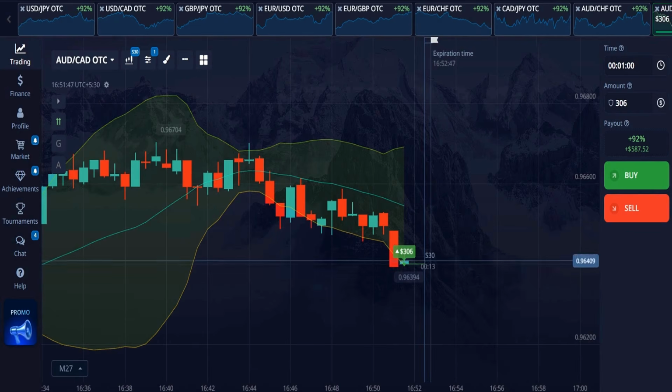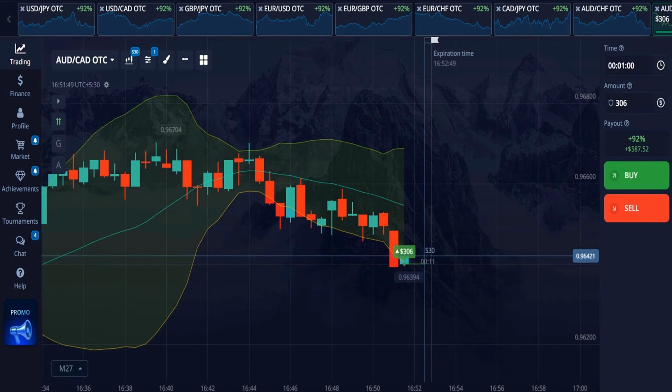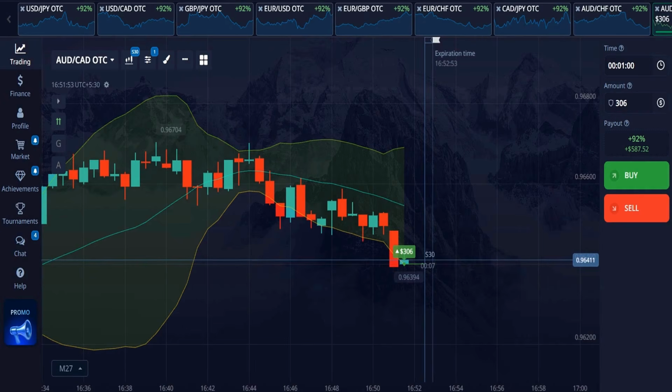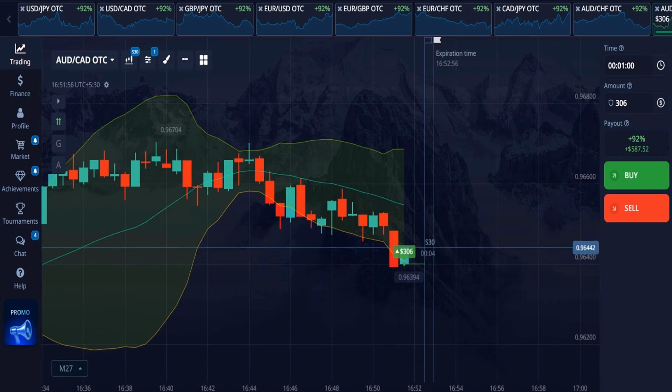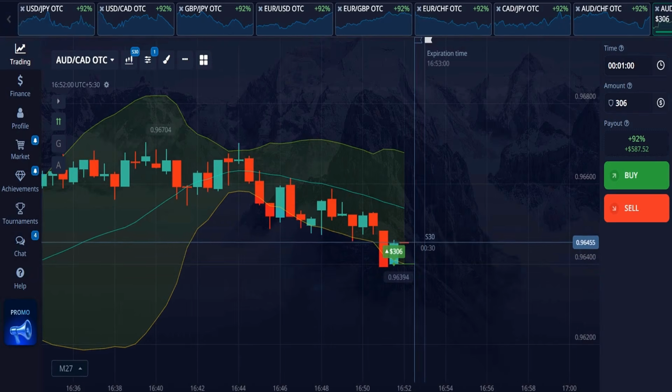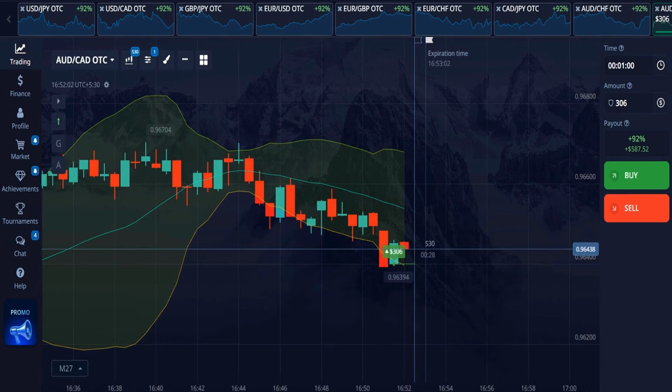Once that candle closed completely outside the band, it confirmed overextension. That's the point where we prepare for a buy reversal, expecting price to pull back from this exhaustion zone. So, as soon as the next candle opened, a buy trade was taken following the exact rules of the setup. Now watch what happens next.